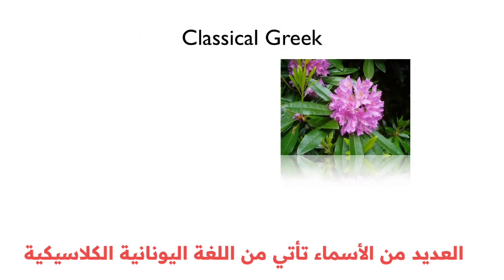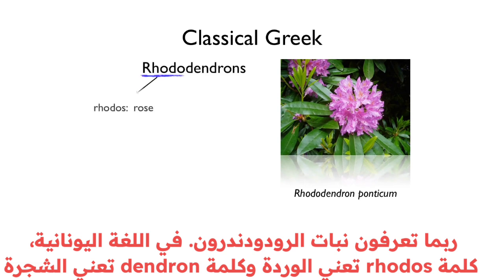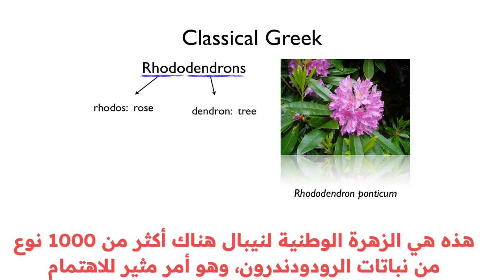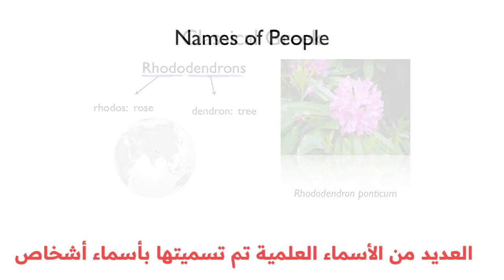Many names come from classical Greek. You may know the rhododendrons. In Greek, rhodos means rose and dendron means tree. This is the national flower of Nepal. There are over 1,000 species of rhododendrons. Interestingly enough, most of them are shrubs. Very few of them are trees. Can't win them all.